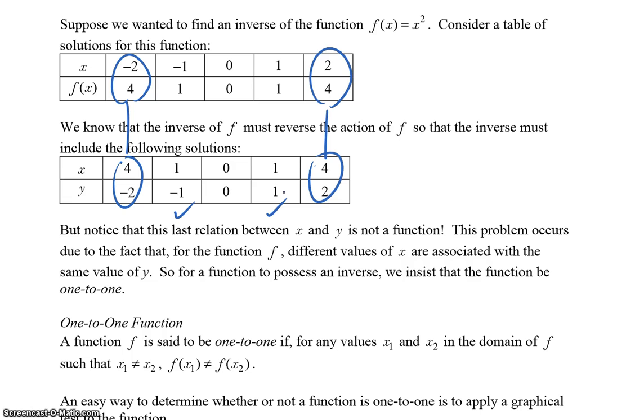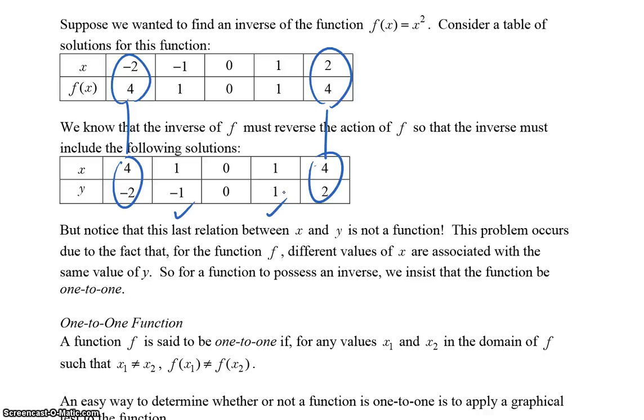So the problem has to do with the fact that for different x's in the original function, different x's are getting associated with the same y value. So if we want to be able to define an inverse function for a given function, this kind of thing cannot occur. Every x has to be associated with a different value of y. There cannot be any repetitions of y values for different x values. So for a function to possess an inverse, we insist that the function be one-to-one.